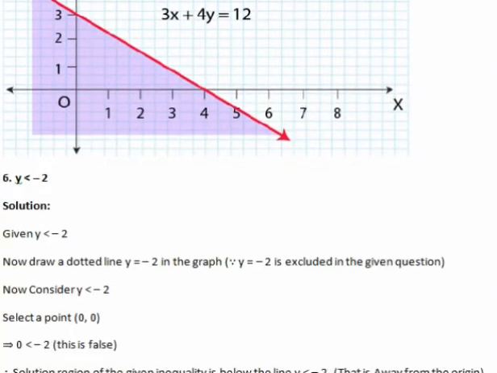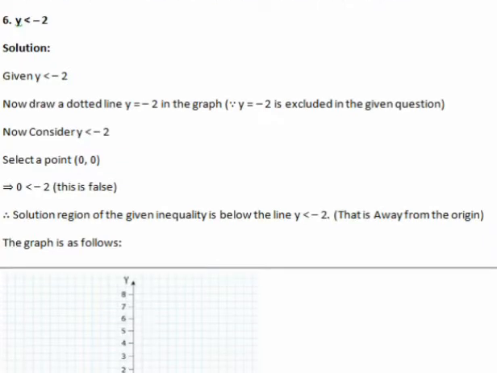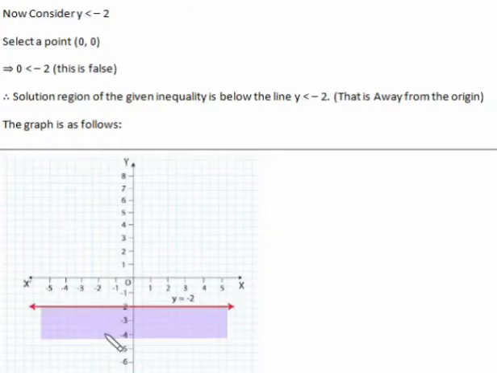Now see the next question: y < -2, meaning the line y = -2. We draw the line. When we put 0, is 0 < -2? No, because 0 is greater than negative numbers. So it is false. We draw the line y = -2, and its shading goes against the origin. If it's true, the shading is towards the origin. If it's false, the shading is against the origin.